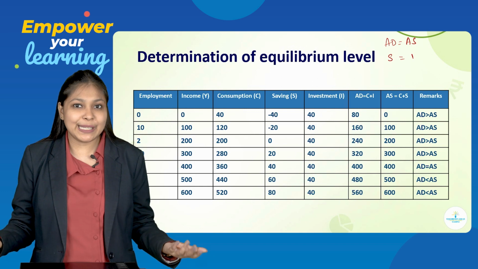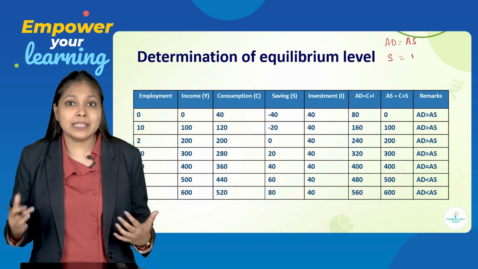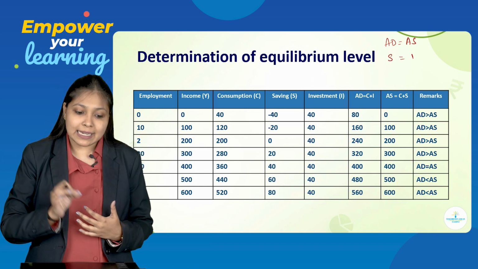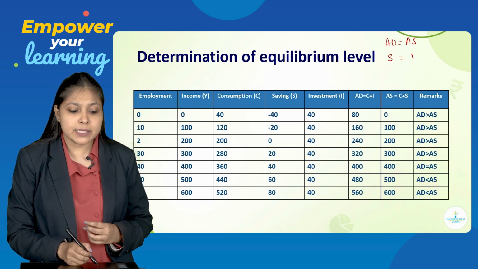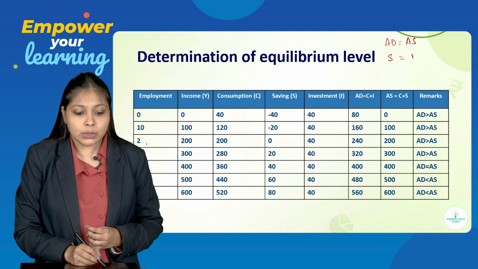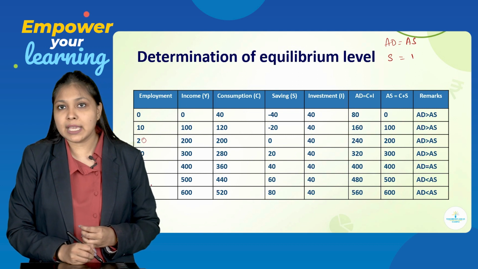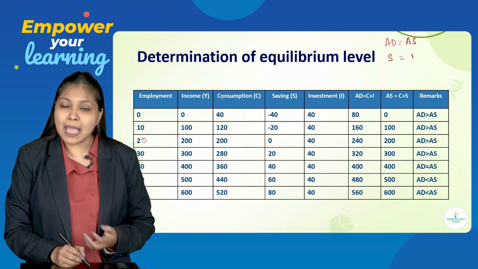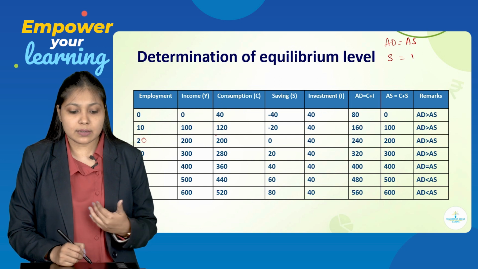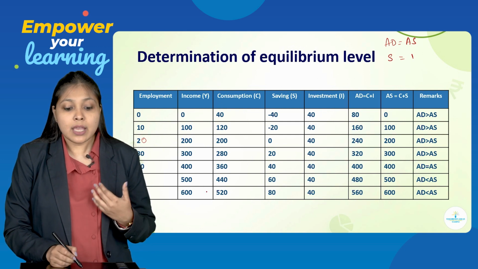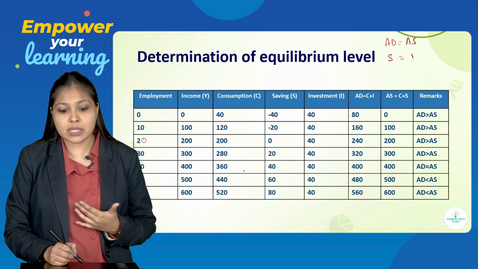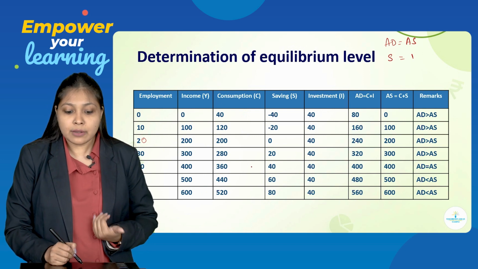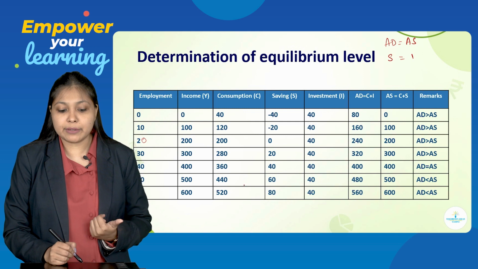Here one more column we have added, that is the column of the level of employment. Because what are we finding out? We are determining the level of employment. That is why we have also considered the column of employment, which is very simple. It is nothing but 0, 10, 20, 30, 40, 50 and 60. Income as it is 0, 100, 200, 300, 400, 500 and 600. Consumption 40, 120, 200, 280, 360, with a difference of 80, 440, 520.